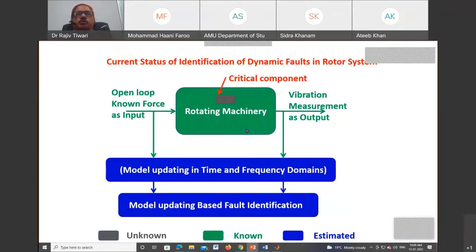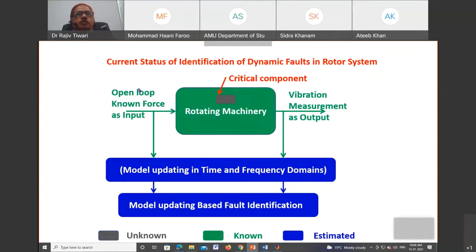So we'll use a mathematical model of that, and those things will be known to us. But here, some parameters will be difficult to model, like the bearing is one of them, or if some fault is appearing in the system, like a crack or misalignment. Modeling them, or at least finding the characteristics of that, is very difficult. So those things will be the gray area, the unknown area.